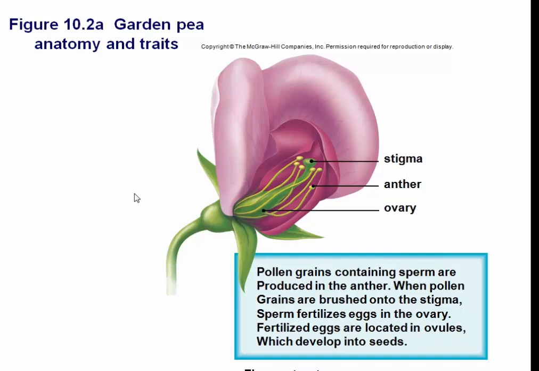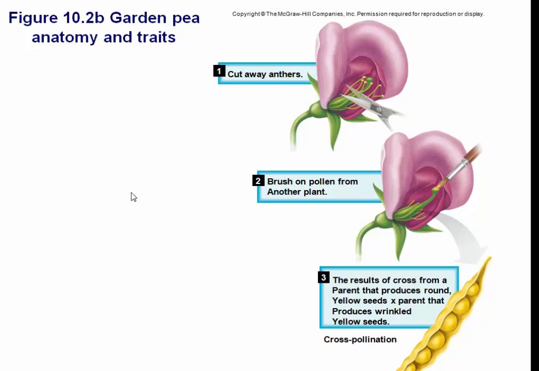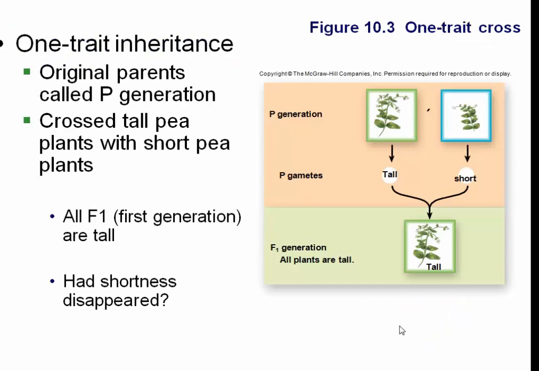All right, but we don't want that plant to do that, and we want to control what does it. So we cut those away, and then we take the pollen from the anthers of another plant and brush them on the top, and then cover it up with a paper bag so nothing else can get there, and then we know exactly what those traits were.